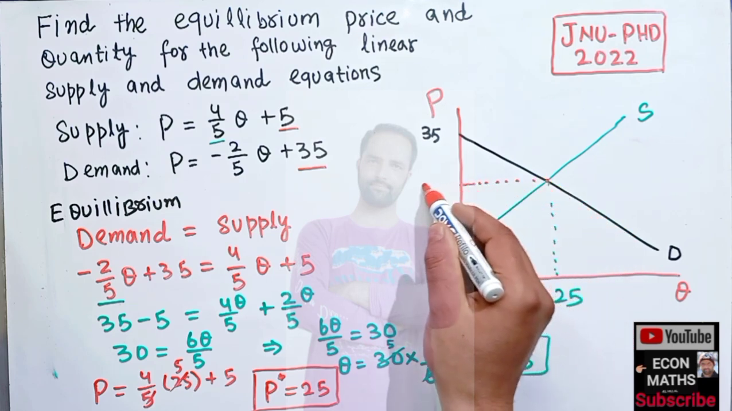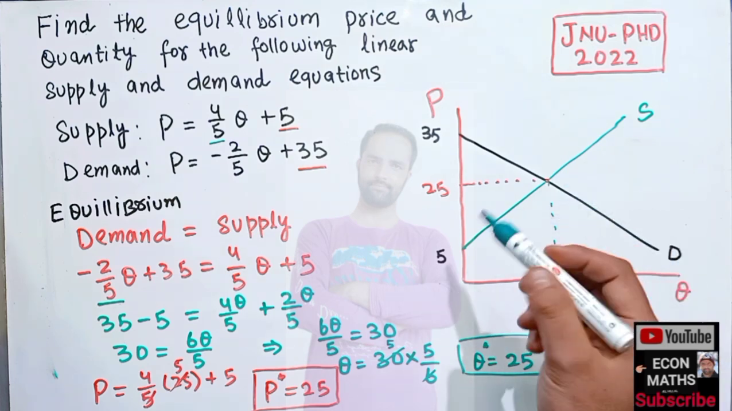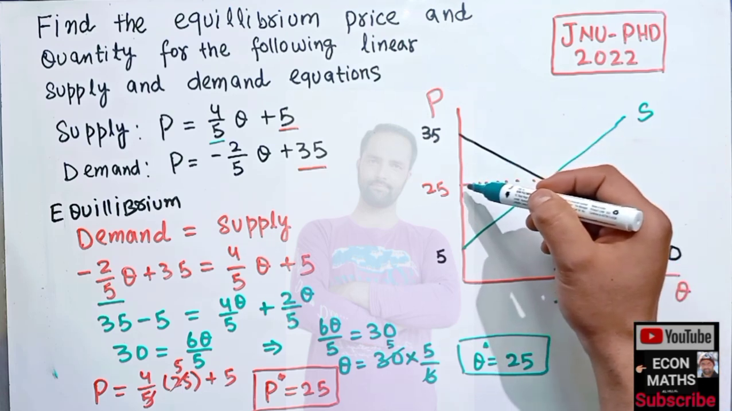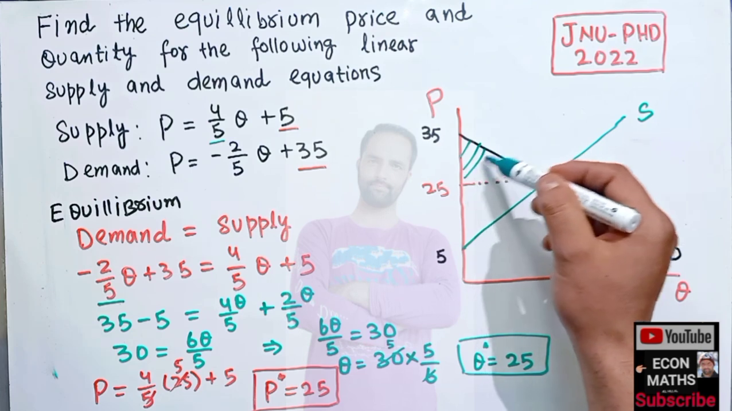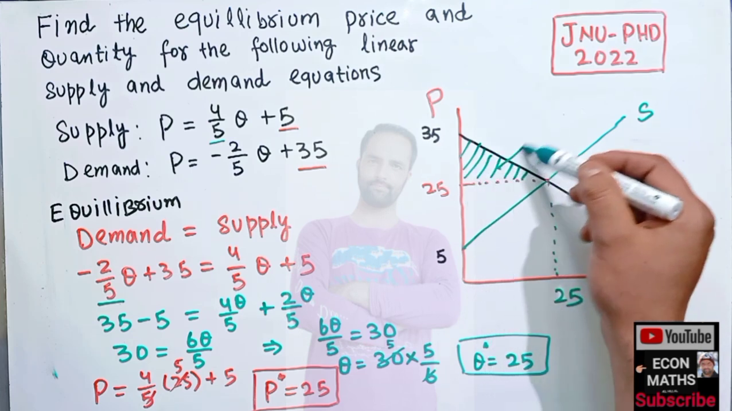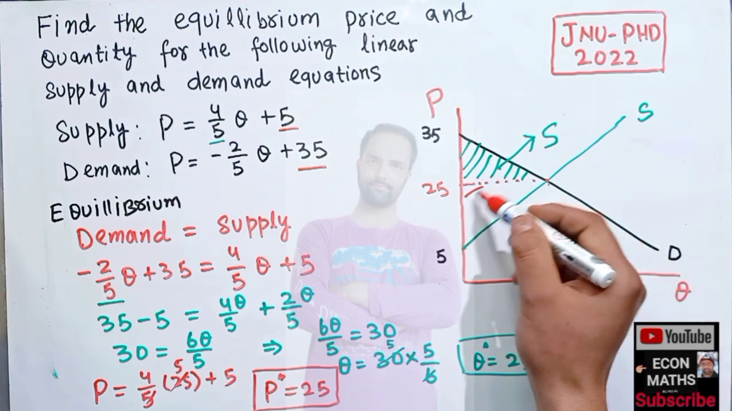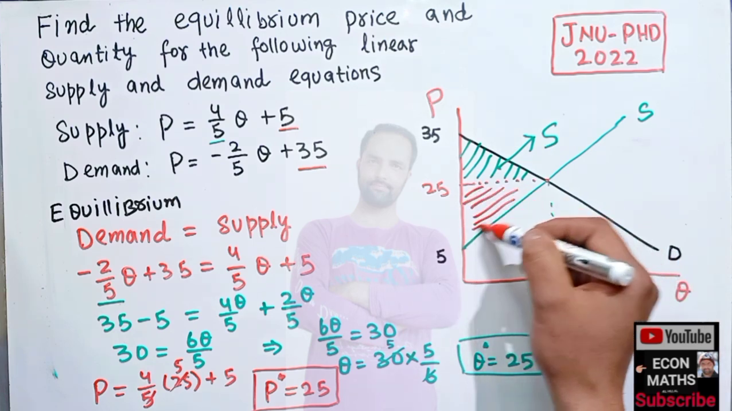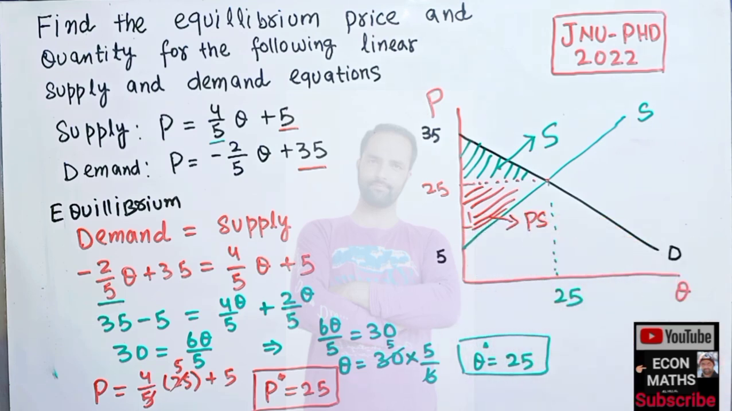So we got 25 here. One thing you can also see here, which is not related to the question: the area above the equilibrium price and below the demand curve denotes the consumer surplus, and the area above the supply curve and below the equilibrium price denotes the producer's surplus.